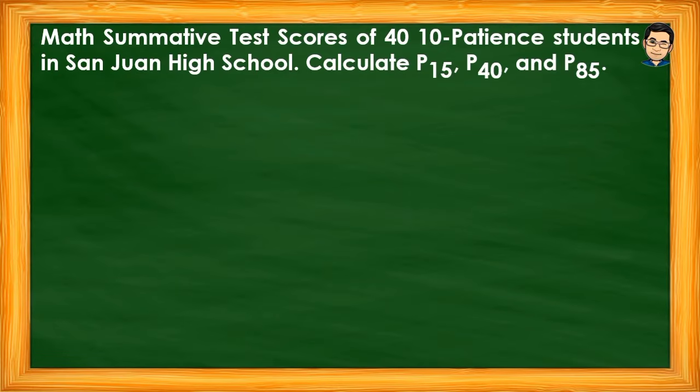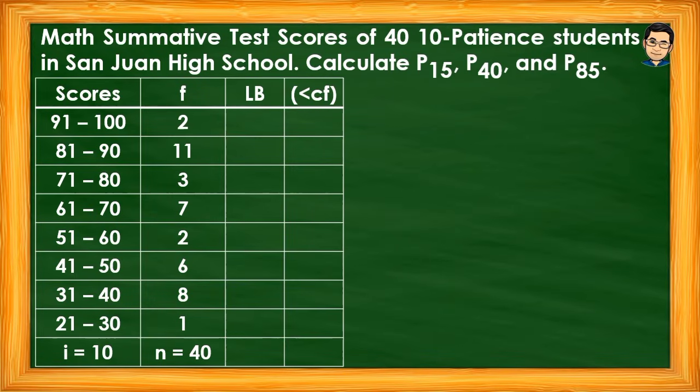So, let us have our example. We have math summative test scores of 40 10th grade students in San Juan High School. Calculate P sub 15, P sub 40, and P sub 85. That is percentile 15, percentile 40, and percentile 85. Ito po yung mga scores ng 10th grade students.